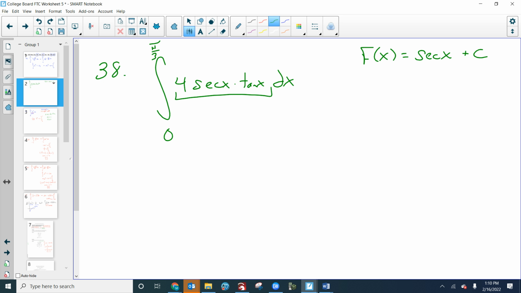But wait a minute, there's a 4 out front. So what should be here? 4 out front, right? Wait a minute, why didn't I divide by 4? Well, the 4 was already here. In the last problem I had to adjust for a constant because this thing didn't have a constant that came from the derivative. And that's hard to explain.